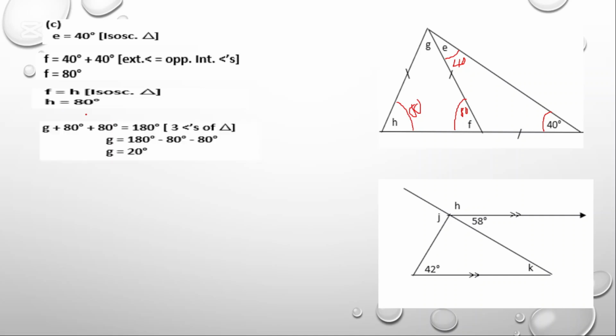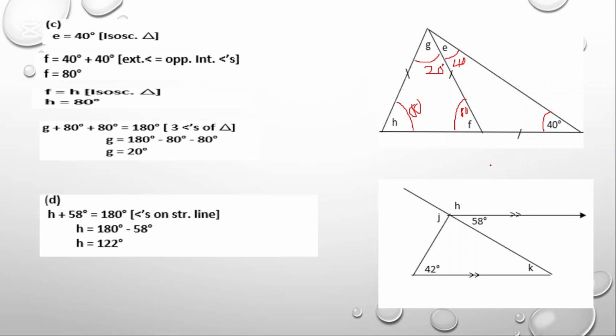Next one. G. G is over here. We know 3 angles of triangle add up to 180, and we use that one. G plus 80 plus 80 is equal to 180 degrees. 3 angles of triangle. So G is equal to 180 minus 80 and minus the other 80, and G is equal to 20 degrees. Over here, 20 degrees.